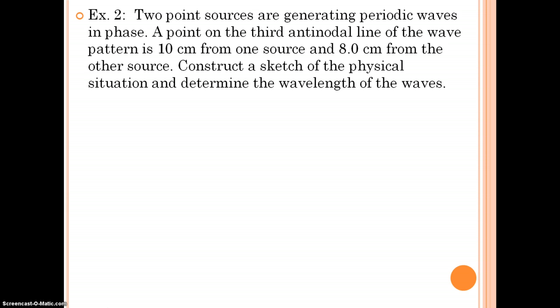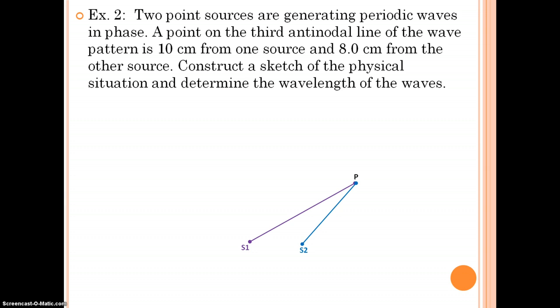A point on the third antinodal line of the wave pattern is 10 centimeters from one source and 8 centimeters from the other source. Construct a sketch of the situation and determine the wavelength. So first of all, here's a little sketch for us. We've got 2 sources, source 1, source 2, and we have some point, I labeled it P.